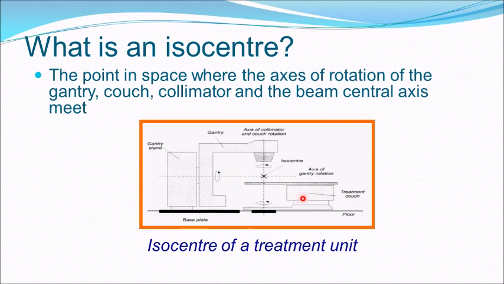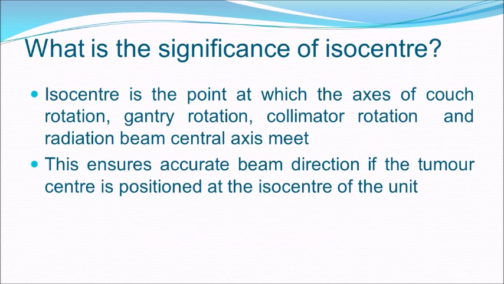This is the axis of rotation of the gantry. The couch can rotate about this axis. This is the axis of rotation of the couch. And all of them meet at one point here, which is referred to as the isocenter. This is very important because for isocentric units, this point has to be identified in space accurately. What is the significance of this isocenter, or what is the advantage of this isocenter?